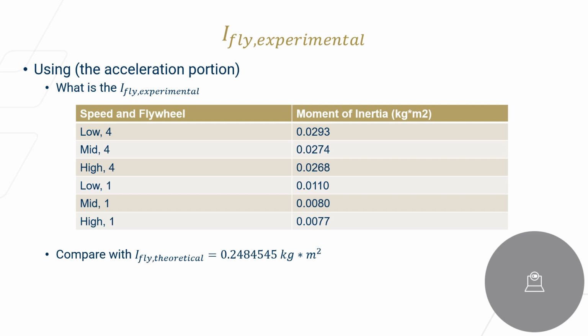This table shows the I_fly experimental values for both the 4 and single flywheel options. The results match theory where a higher mass equates to a greater moment of inertia. Additionally, the experimental moment of inertia was lower than the theoretical by at least an order of magnitude. This may be because the experimental values reflect the engine as a whole and not just the flywheel.